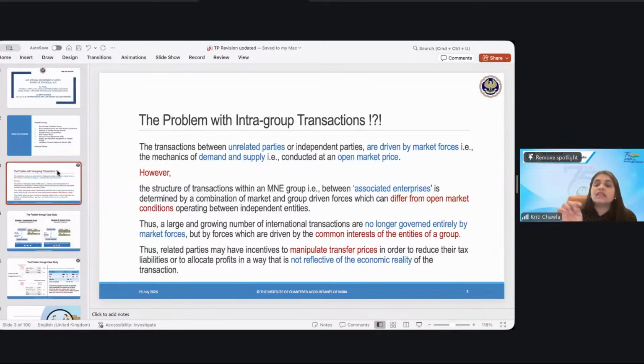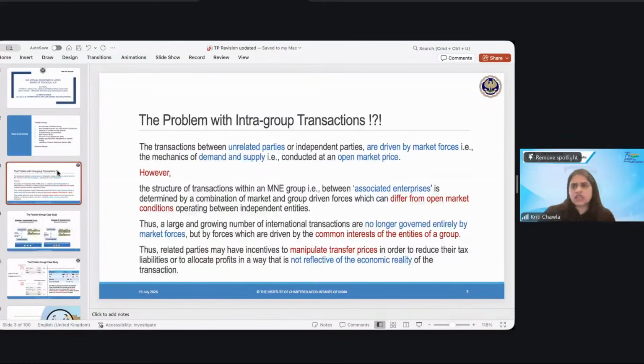And this is the reason there could be a manipulation of these prices, because they're no longer driven entirely by market forces, but by the common interest of the entities of the group. And so they manipulate this transfer price. And why do they manipulate it? Well, to reduce their tax liability, and that is not reflective of the economic reality of a transaction. That is where something called tax avoidance really happens. And this is the problem that was occurring in related party transactions.